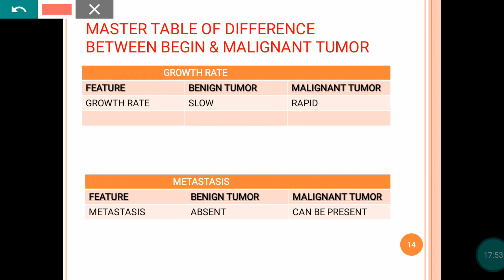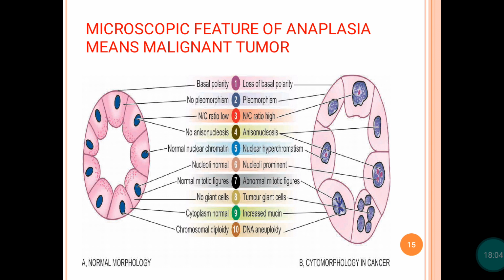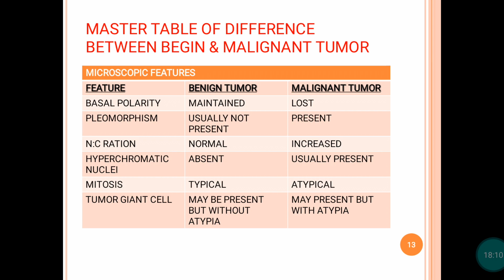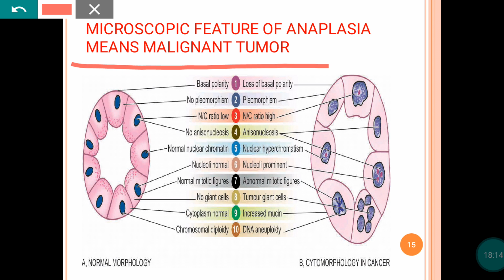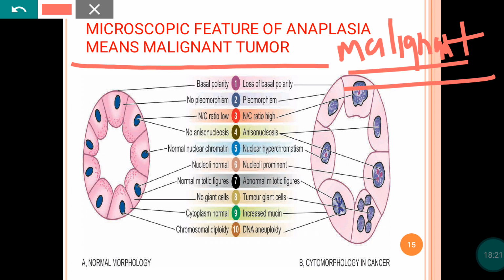Growth rate. The growth rate of benign tumor is slow, while malignant tumor grows very rapidly. The metastasis is obviously absent in the benign tumor while it is present in malignant tumor. Now this is the microscopic feature of the anaplasia. This is the main difference between the benign and malignant tumor. All these features of anaplasia are seen only in the malignant tumor.